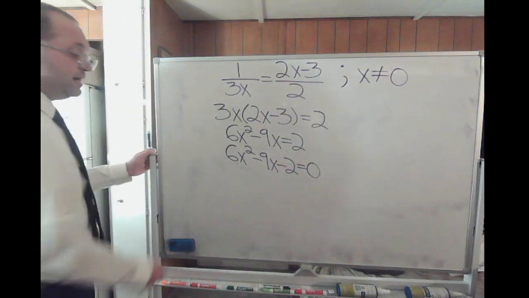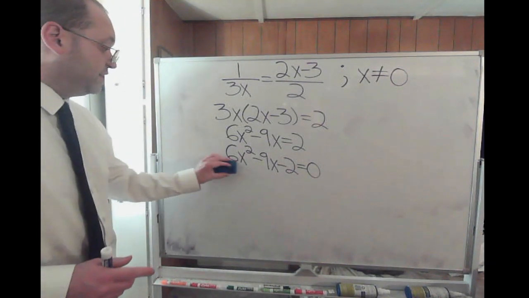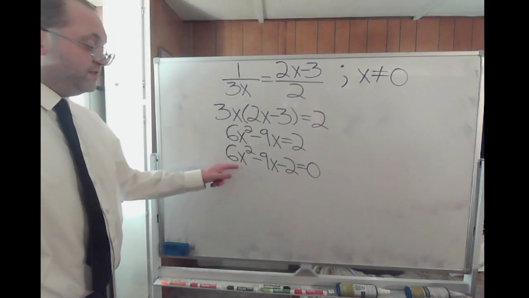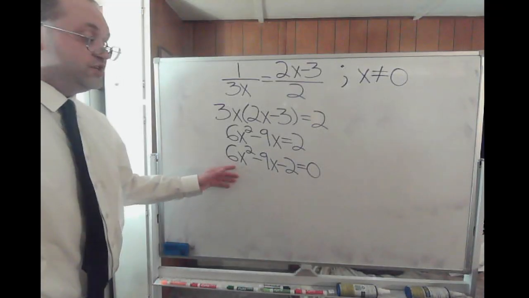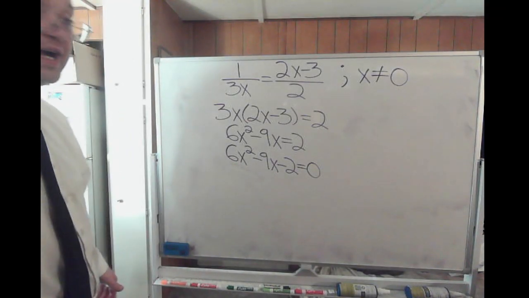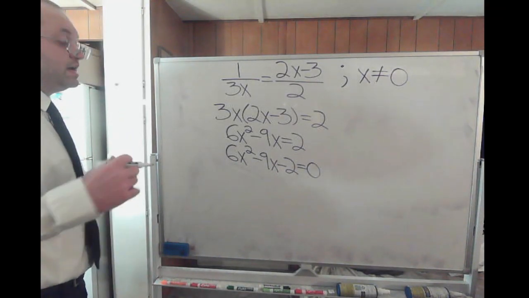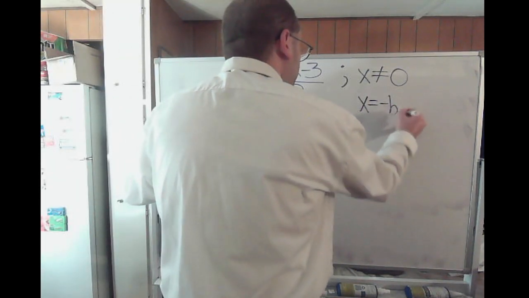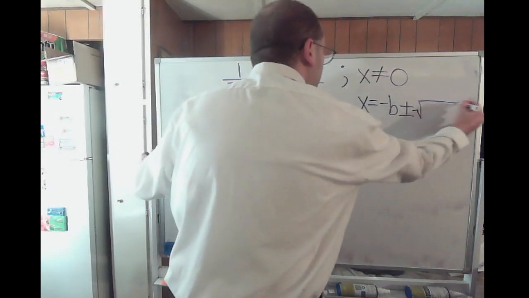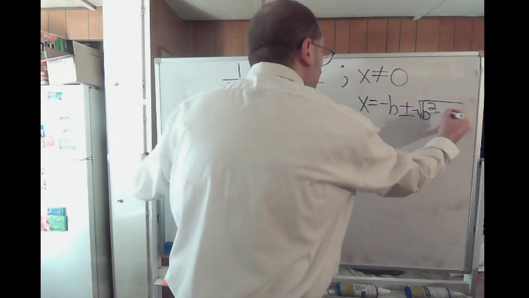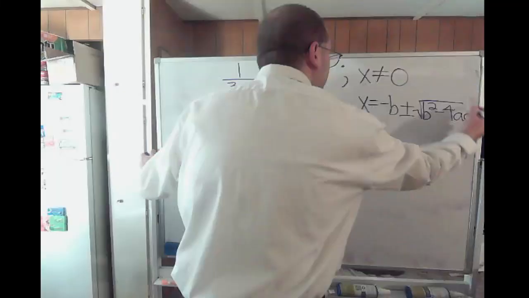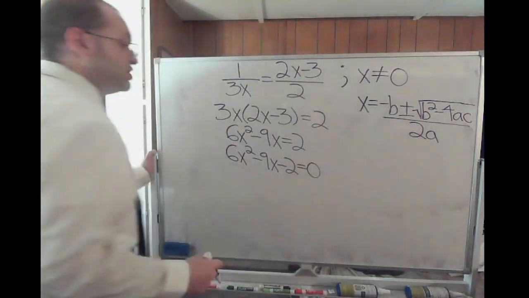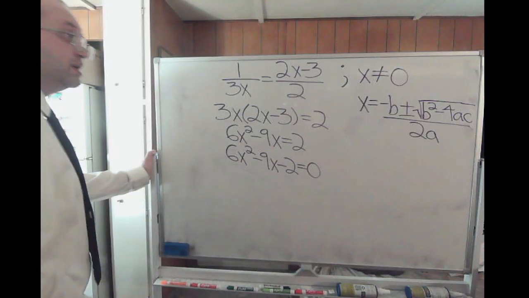And to be quite frank, this would not be a good candidate for completing the square either, because you would need to make that coefficient on the x squared term a 1, which means you got to divide everything by 6, giving you fractions. So let's deal with the quadratic formula. x would equal negative b plus and minus the square root of b squared minus 4ac all over 2a. So there's your quadratic formula. Now let's go ahead and start plugging in the values.